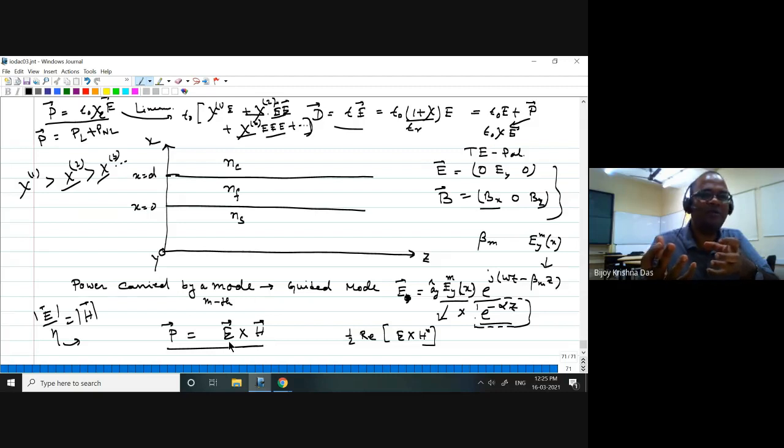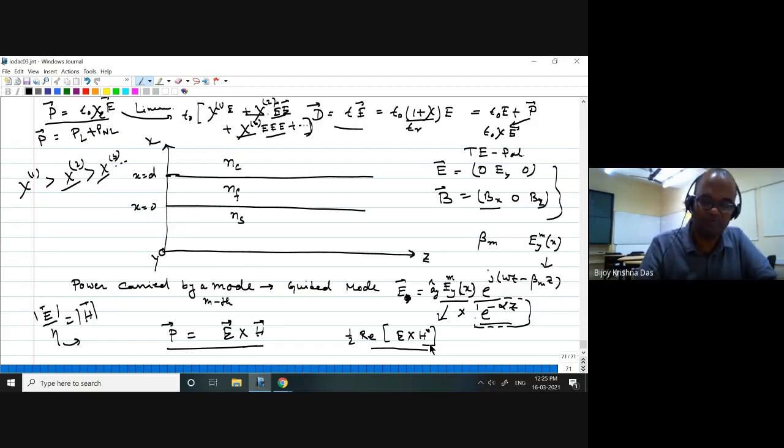Reactive power, in a circuit or transmission line, is the imaginary part. That power is not really dissipative. It is actually stored in the system. Power sometimes shuttles back and forth between capacitance and inductance. So that power is called reactive power. And whatever power is flowing out, that is your real power.